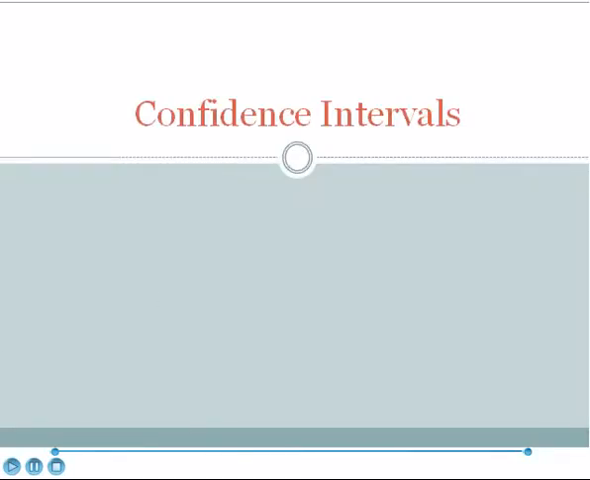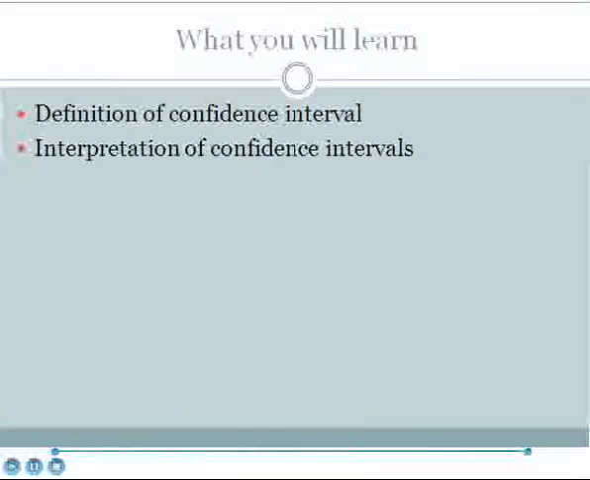Welcome to this elementary statistics lesson on confidence intervals. This lesson will review information you already know about point and interval estimates, define a confidence interval, and help you to interpret confidence intervals correctly.